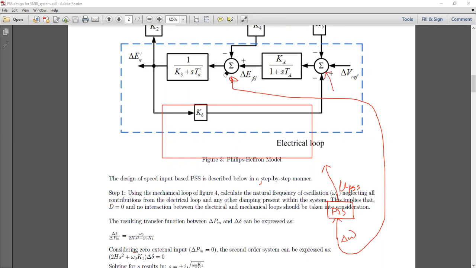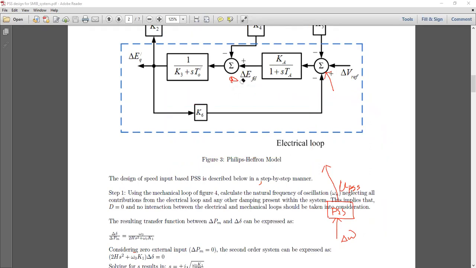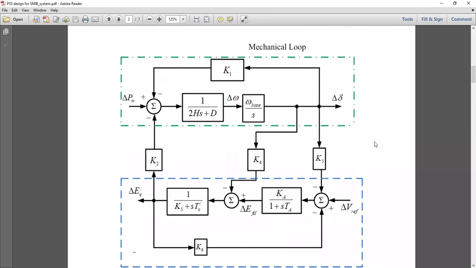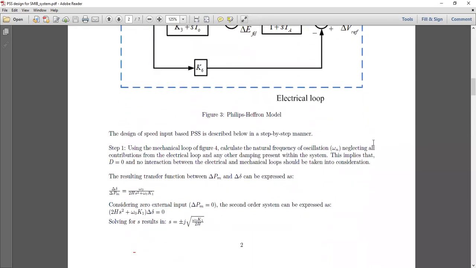Okay, so now let's go through the steps slowly. So step number one, what do we have to do? What we have already done is identify that there are two loops. One is the mechanical loop and one is the electrical loop. Now let's go to the design process in a step-by-step manner. So step number one: use the mechanical loop of figure 4.